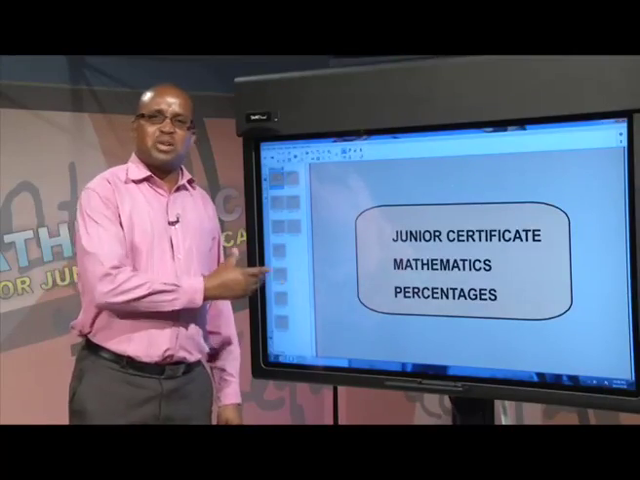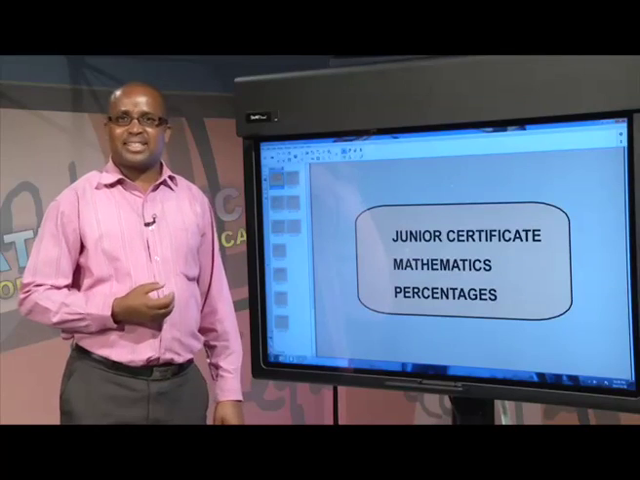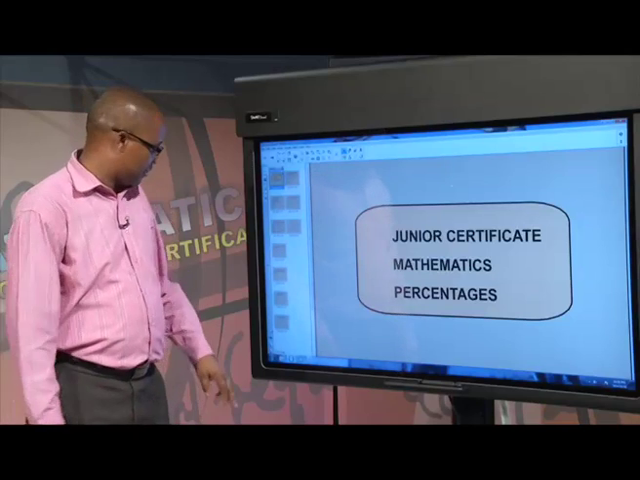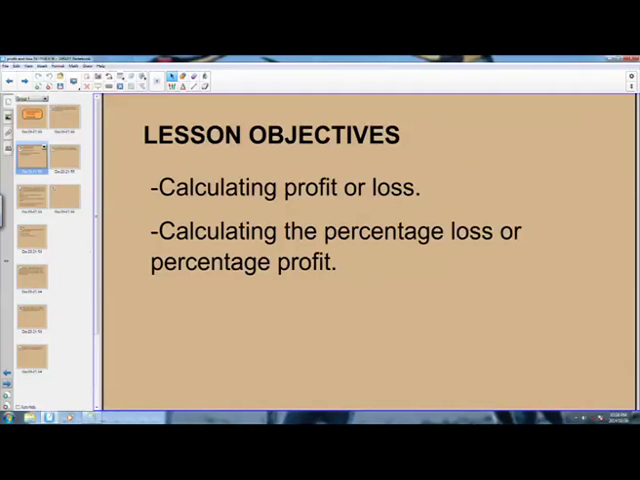Before we start elaborating on this topic, let us have a look at the lesson objectives so that we know exactly what we are to cover under today's topic. These are our lesson objectives. The first objective says calculating profit or loss. So this simply means we are going to be calculating profit or loss. Then the second objective says calculating the percentage loss or the percentage profit. That is, here you are going to express the loss as a percentage or the profit as a percentage.